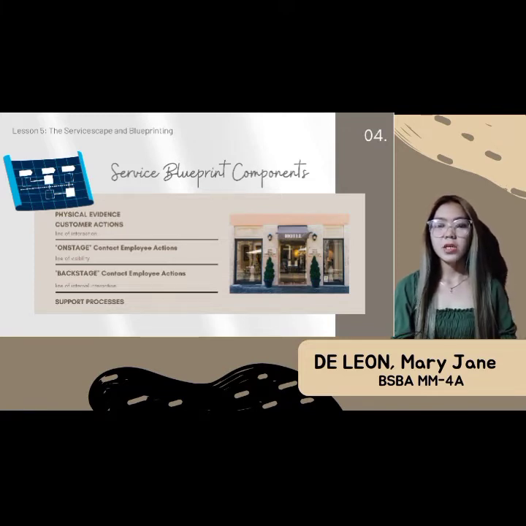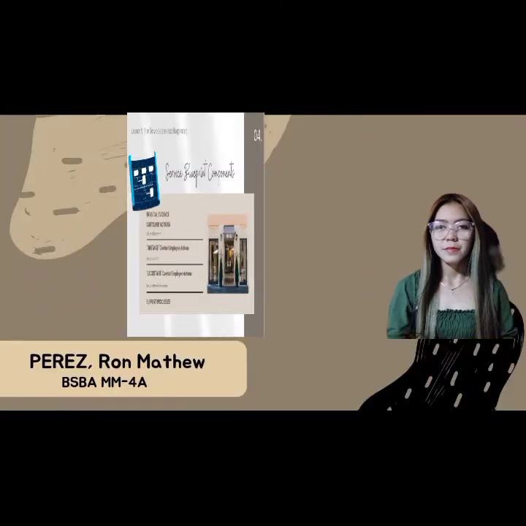Next, backstage contact employee action. Actions here are separated from on-stage service delivery by the line of visibility. Everything above the line of visibility is seen by the customer while everything below it is invisible. Last, support processes. The fourth component of the service blueprint is the support processes that customer contact employees rely on to effectively interact with the customers.